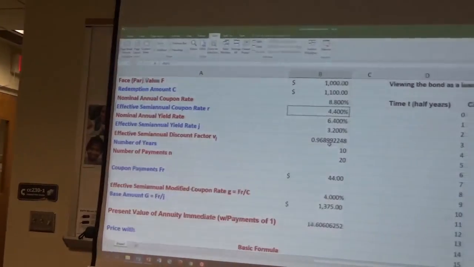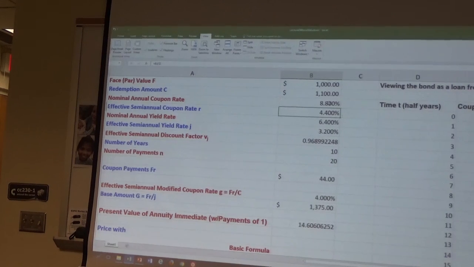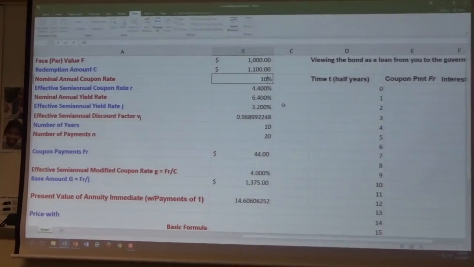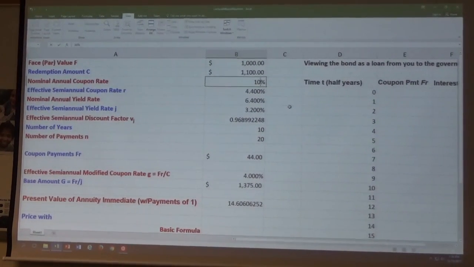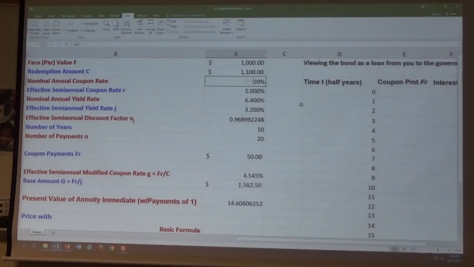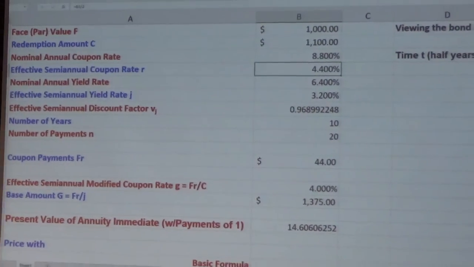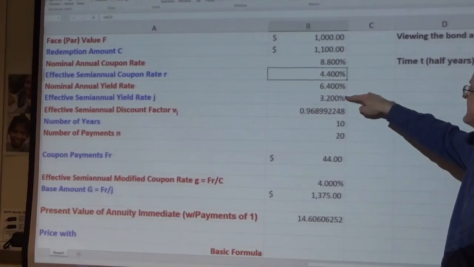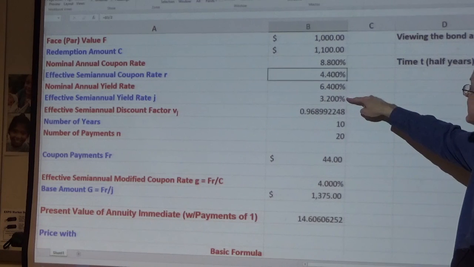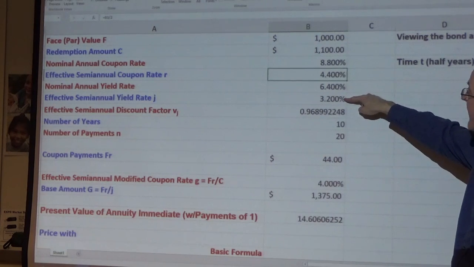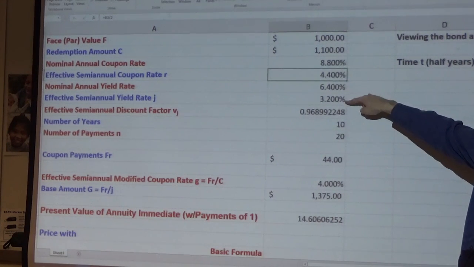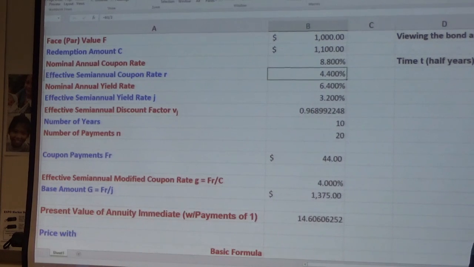And the benefit of this is I can make changes to cell B3, like I can change this to a 10%, and watch B4 gets updated to 5%. Got it? I'll go back to 8.8%. When you use formulas, as I emphasized in the last video, things get updated correctly. I did something similar here. In this cell, which is cell B6, I typed equals B5 divided by 2, which takes the 6.4 and divides it by 2 to get 3.2.